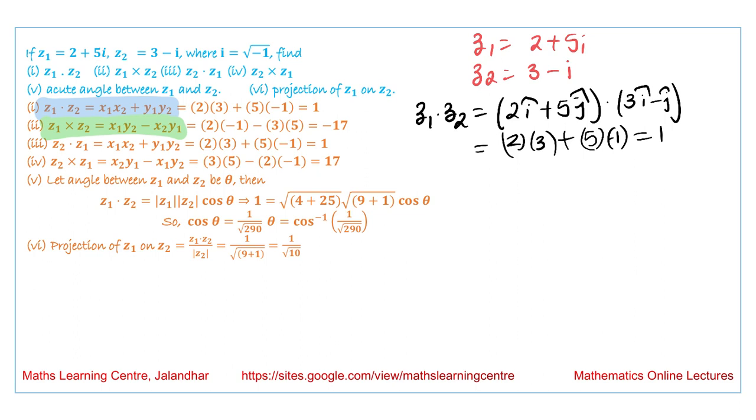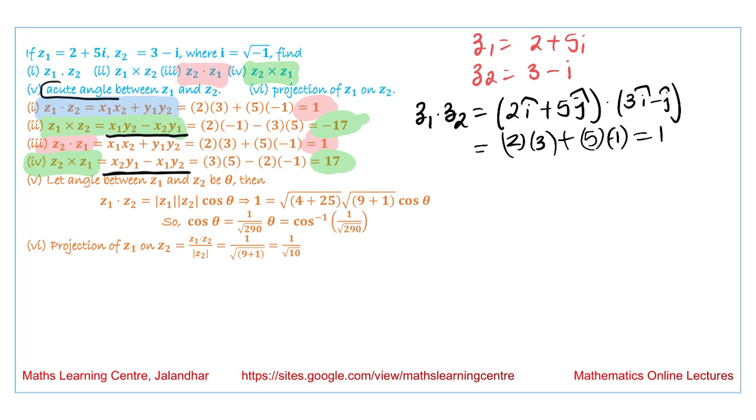Third, we have to calculate z2 dot z1, and the answer will be the same. Next, we have to calculate z2 cross z1. The answer will be of opposite sign, since the formula has changed. Look at this formula over here, it is x1 y2 minus x2 y1, and over here it is x2 y1 minus x1 y2.